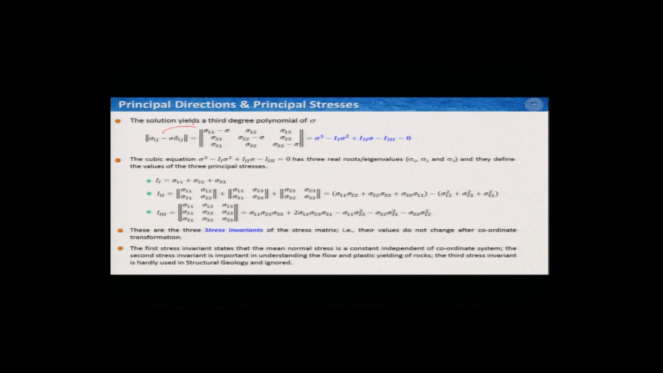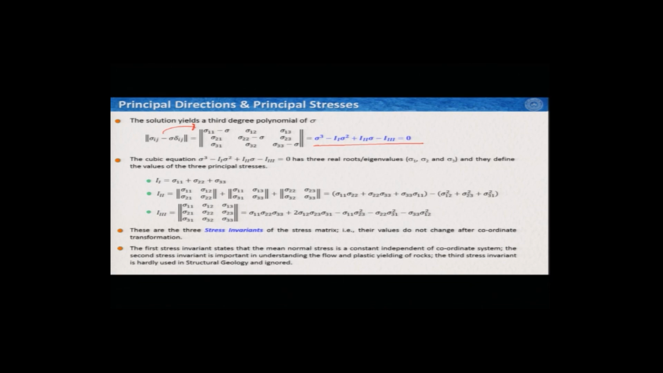Now, if you do that, then essentially it would take this shape. If you expand this equation in matrix form, it would come to this part, and I recommend that you try to solve it. If you know how to get the determinant of a 3 cross 3 matrix, then you will arrive at a third degree polynomial, or a cubic equation like this.